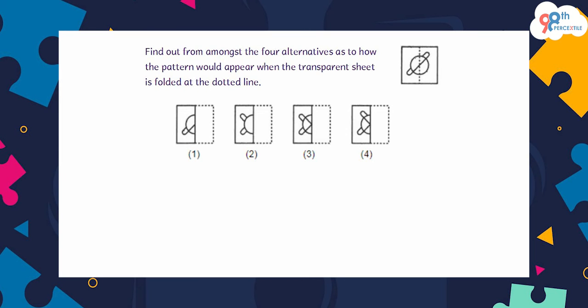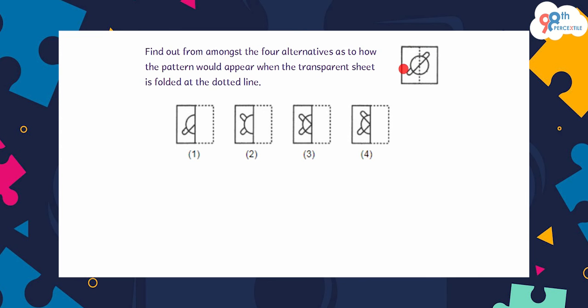Today I have a non-verbal logical reasoning question, and let us understand what the question is trying to ask. So the question reads that we have to find from among the following four alternatives as to how the pattern would appear when the transparent sheet is folded at the dotted line. So we have this pattern over a transparent sheet.